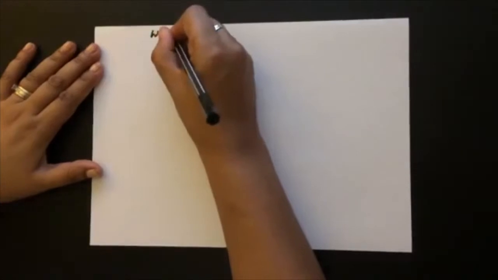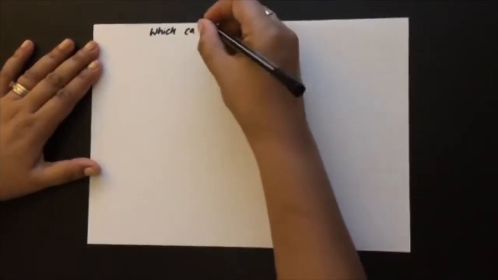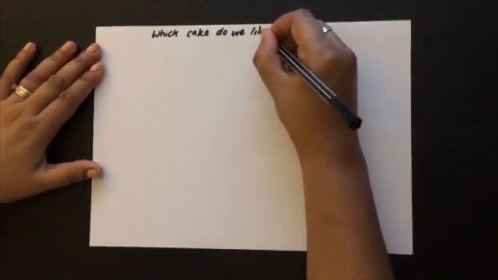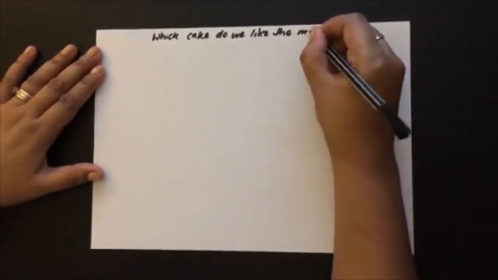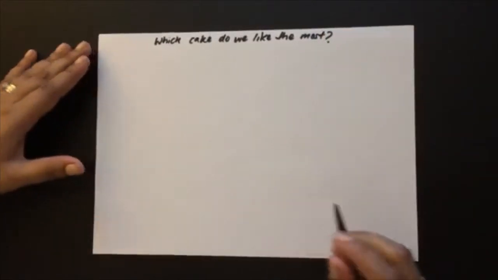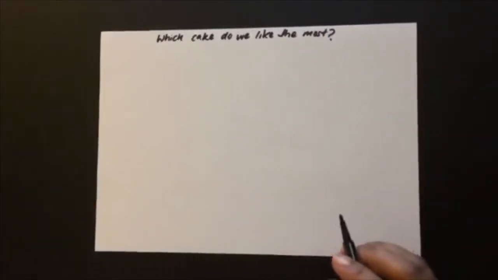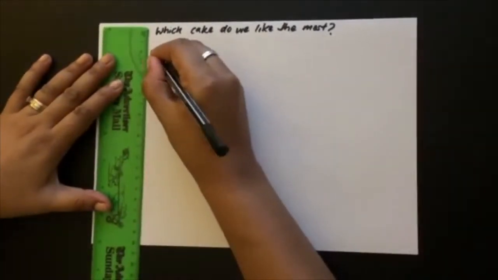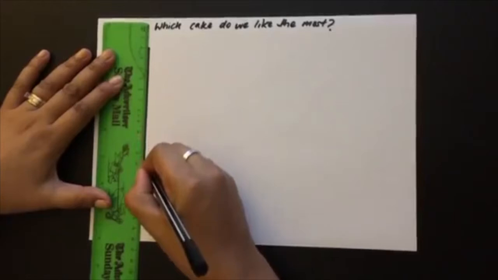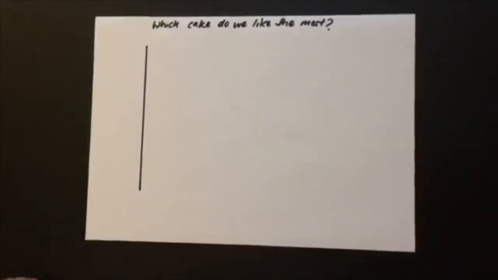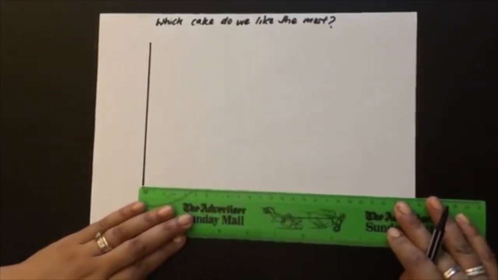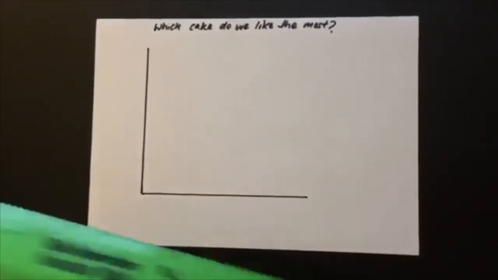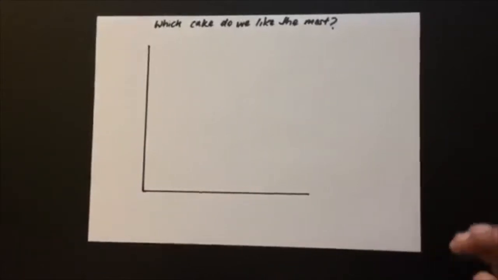So, which cake do we like the most? Okay, now we have two lines, one on the left hand side. We can use our ruler, just go straight down. And another line this way, going from left to right. Now these lines are both called axis.